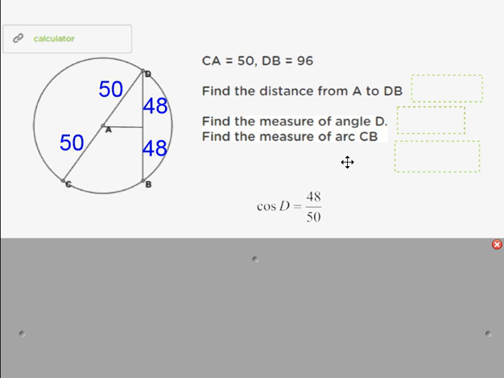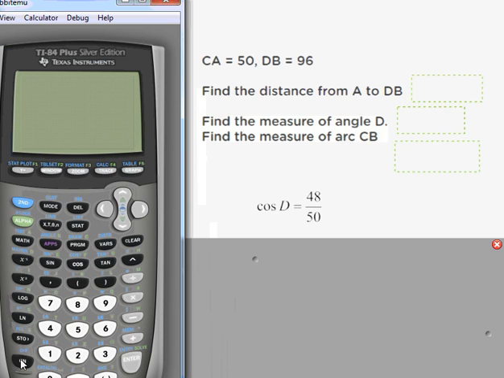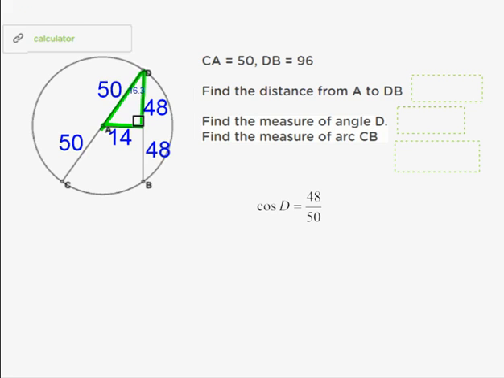So you need to go onto your calculator and you need to do second cosine 48 divided by 50, which gets me 16.3 degrees. Okay, so then angle D would be 16.3, and then arc CB would be twice that because angle D is an inscribed angle, so that would be 32.6.